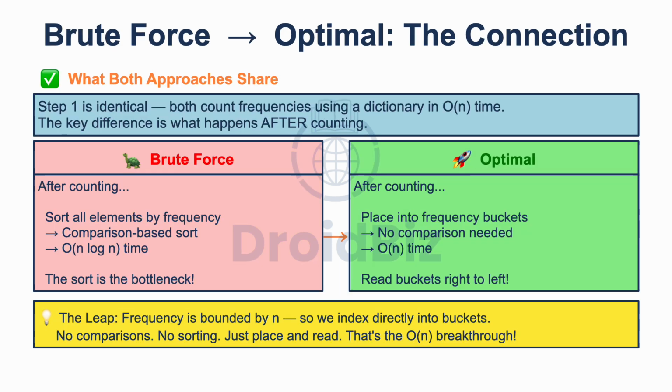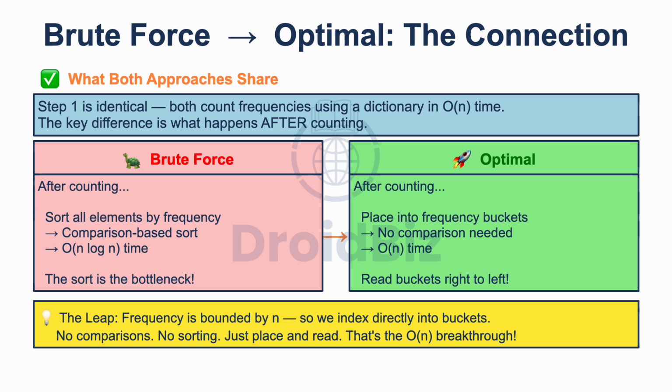Let's connect the two approaches and understand the leap from brute force to optimal. Both approaches share the exact same first step. Count the frequency of every element using a dictionary. This always costs big O of n. No difference there. The key difference is what happens after counting. In the brute force approach, we take all the elements and sort them by frequency. Sorting requires comparing elements against each other. This comparison-based sort costs big O of n log n. That sorting step is the bottleneck holding us back.